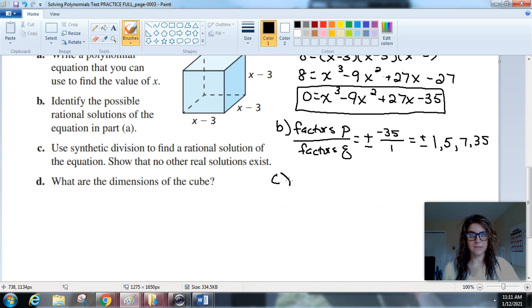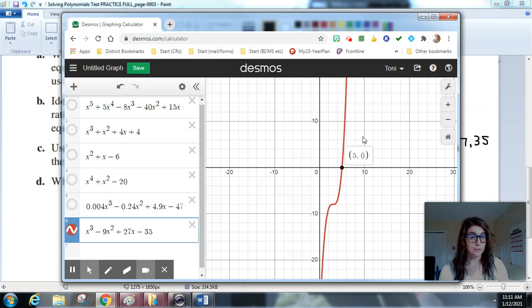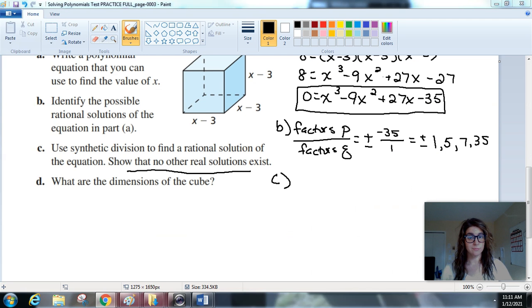And then it wants you to use synthetic division to show no other real solutions exist. So that's the important part. Show that there's imaginary solutions is what they want you to get to. So when I graph this, bring back Desmos. Here's the graph of that equation. I can see it crosses at 5, so there's my one real solution. And that's great. I want to use that. But I have to use it to show nothing else exists. So we're going to use our synthetic division.